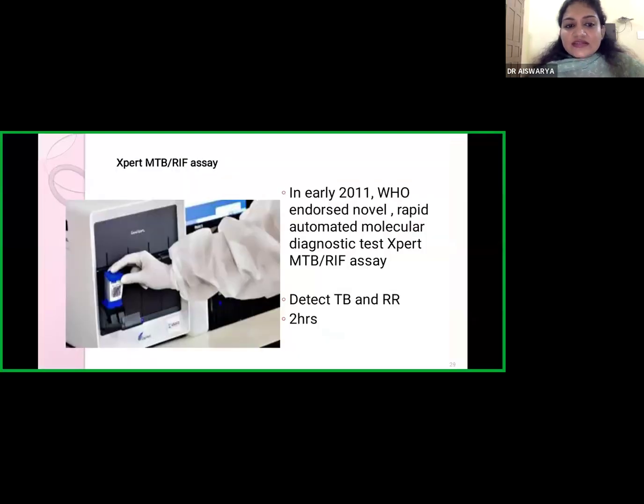So the CBNAT is otherwise called the Xpert MTB/RIF assay. In early 2011, the WHO endorsed this novel diagnostic test. By doing the CBNAT, we can detect TB and also diagnose whether it is resistant to rifampicin or not. And the result is available within 2 hours. So it's very quick and has higher sensitivity when compared to smear examination. With smear, we get only 65% sensitivity, whereas with CBNAT there is 98% sensitivity of detection of TB bacteria.